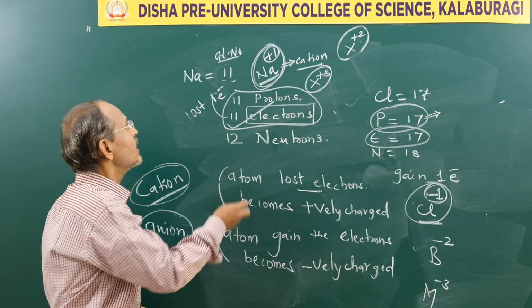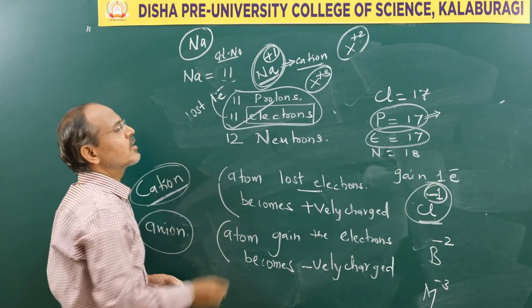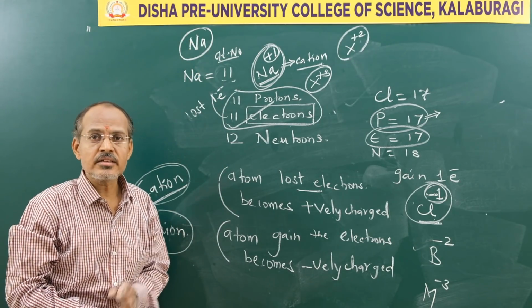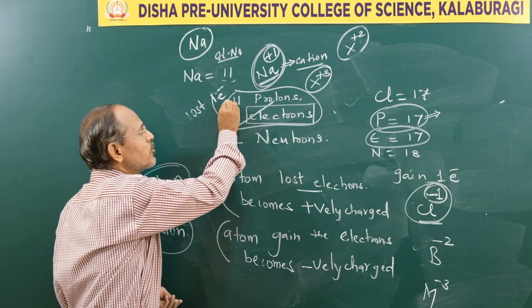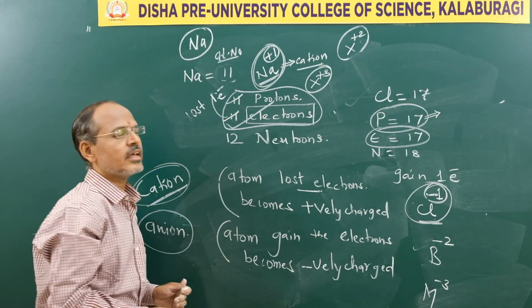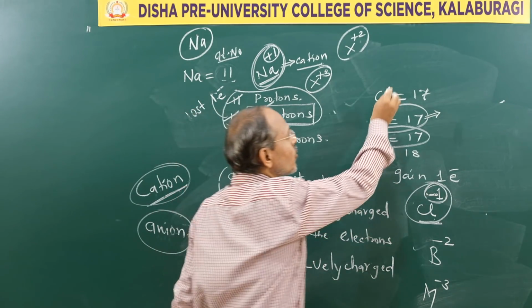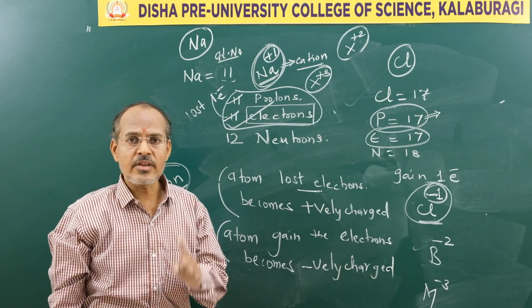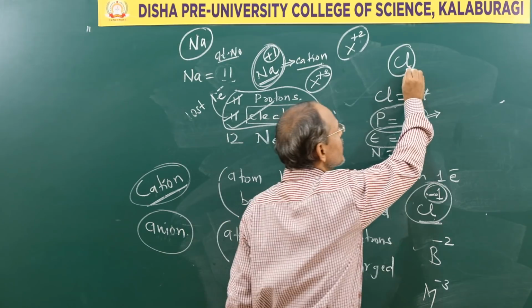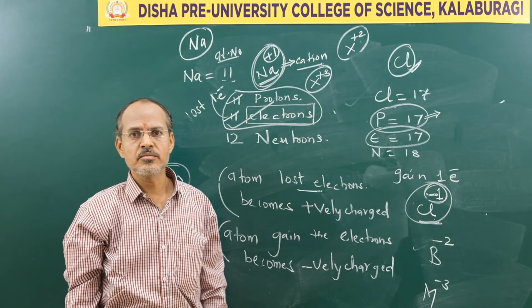For example, if I write only sodium, then I can say it is in the neutral state because it contains 11 protons and 11 electrons. If I write only chlorine, I can say it contains 17 protons and 17 electrons.